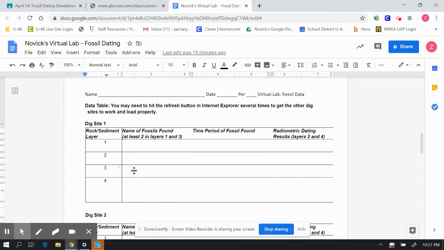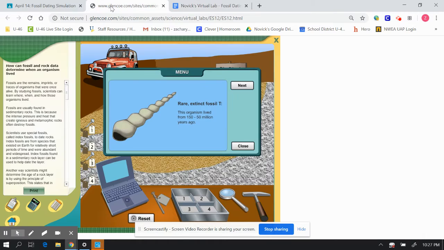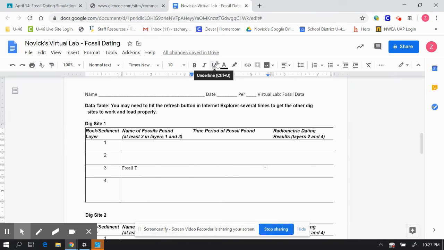In dig site 1, fossil 3, I found fossil T. And just to double check, it lived 150 to 50 million years ago. That's a pretty broad stretch of time. So we might be able to use data we get from the rest of the dig sites to really narrow down when fossil T was around. Next thing I'm going to show you is how to get some of this radiometric data.